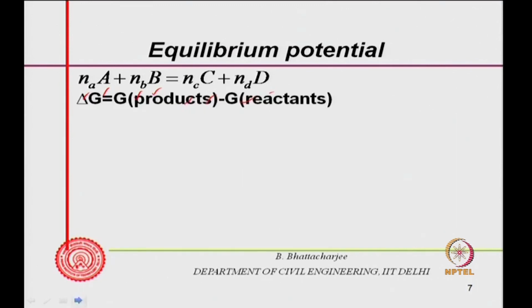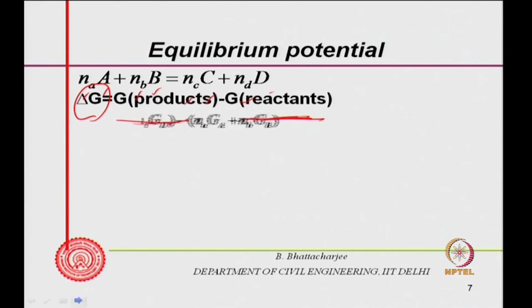So, if I have n_A moles of A reacting with n_B moles of B, and the products formed are n_C moles of C and n_D moles of D, this is the kind of reaction that is occurring. Then there is a change in the Gibbs free energy, delta G, that is G products minus G reactants, that governs whether the reaction will progress or not. For example, if the reactants are high and the products are low, delta G will be negative, and in that case the reaction can proceed spontaneously. But if the products are high and the reactants are low, you have to supply that energy.